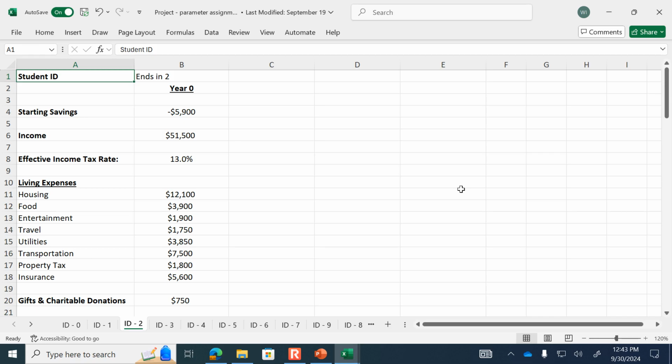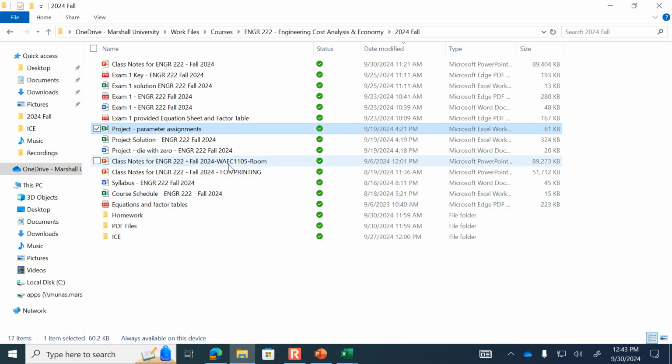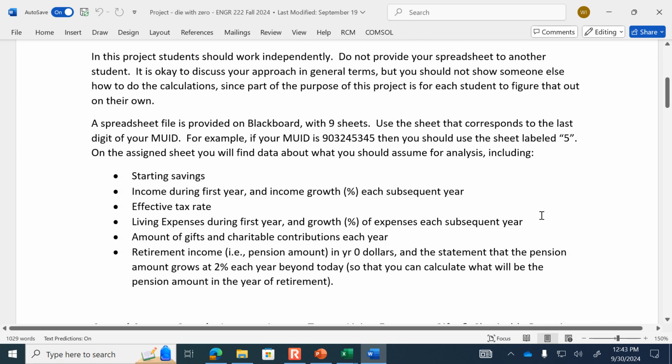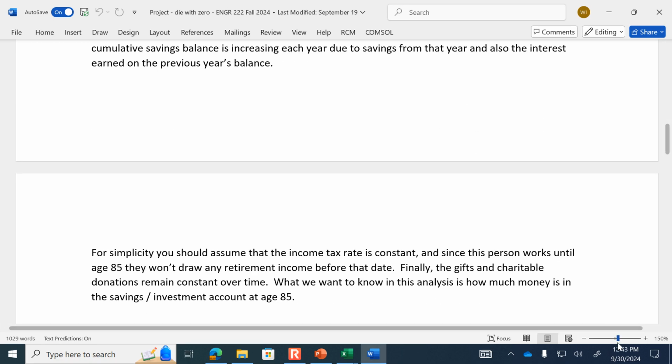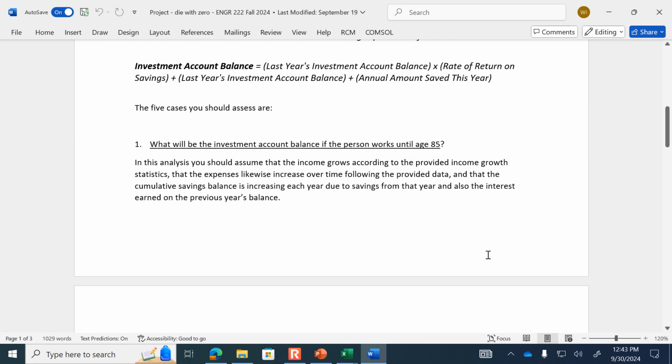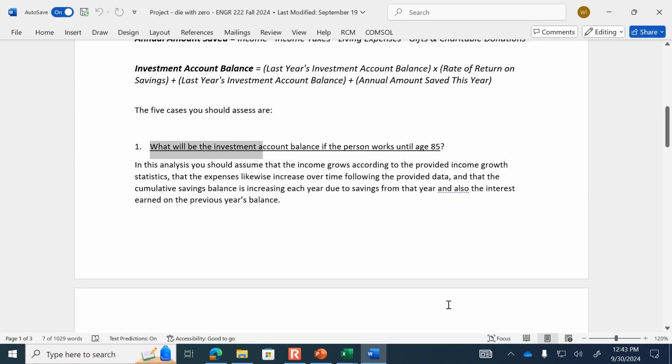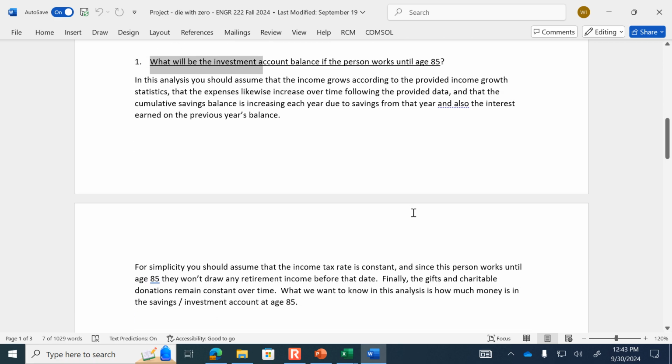So this project is basically asking you to go through a couple of different analyses to look at, first of all, for a hypothetical person, how could they arrange their finances so that they die with nothing at the end of their useful life. So this first case, what would be the investment account balance if the person continues working till age 85? So that's like if they didn't retire at all. They just work until 85 and then maybe that's when they pass away.